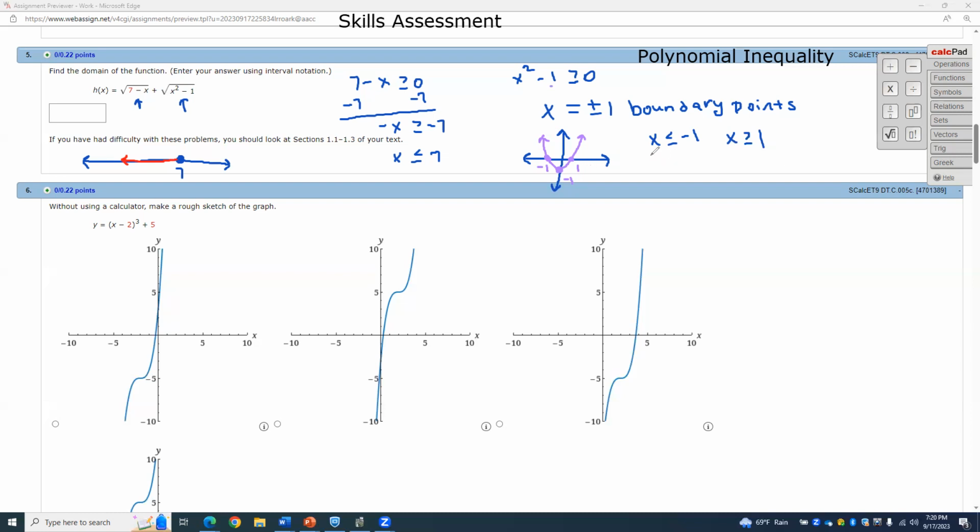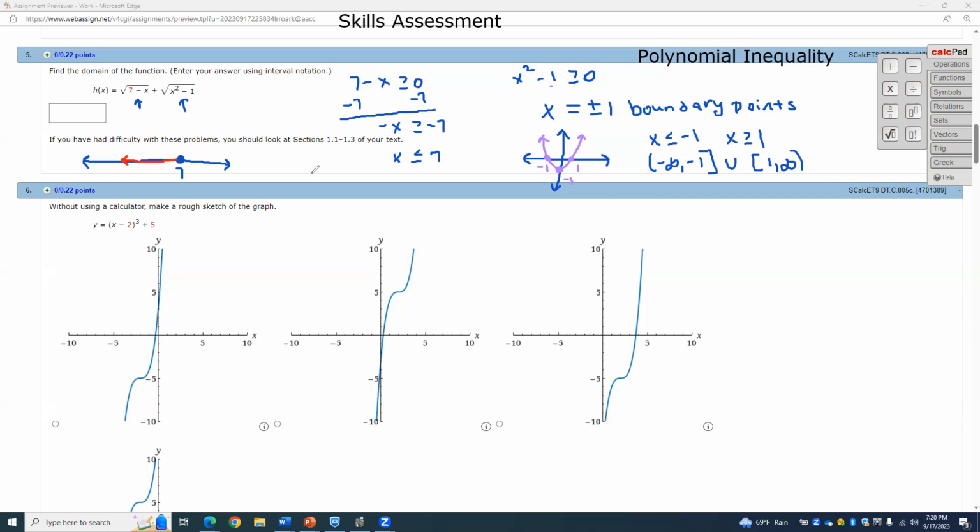In interval form, we would say -infinity to -1 with a closed bracket. And then 1 to infinity on the right, with the 1 being a bracket and infinity being in parentheses. Okay, so what do we do with this?